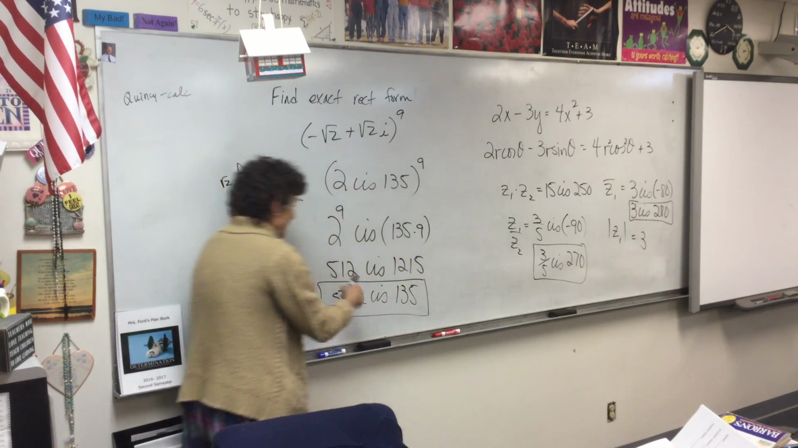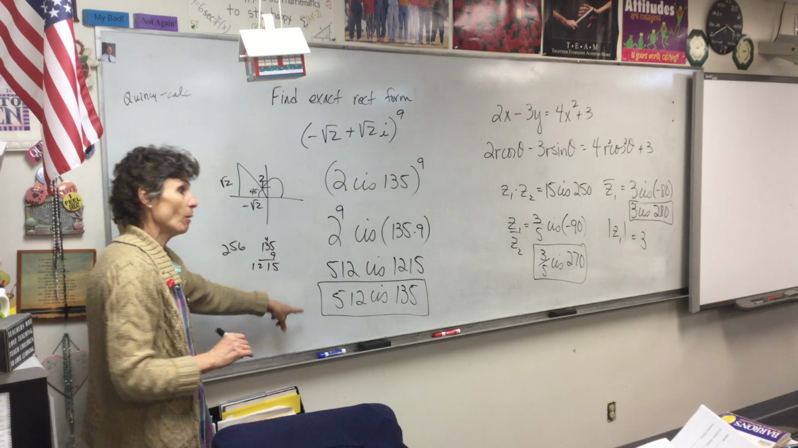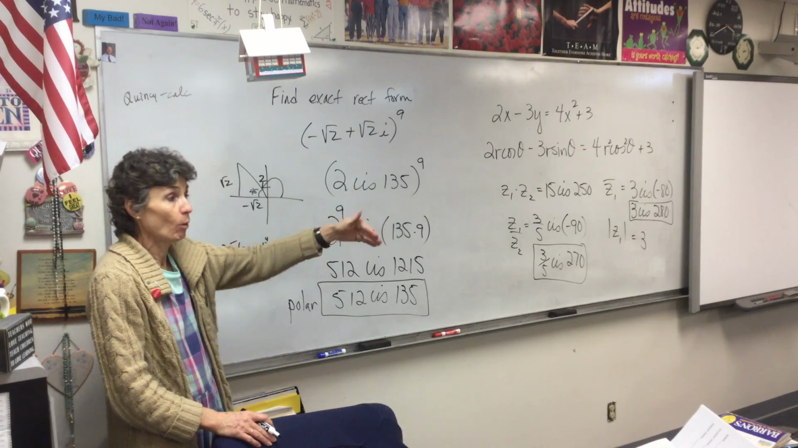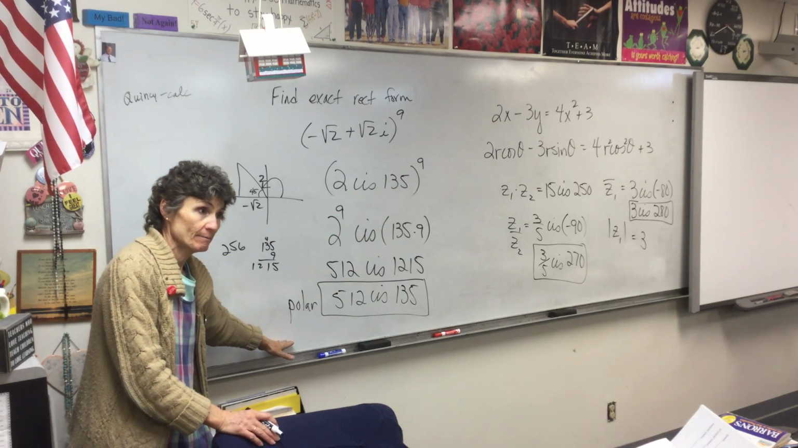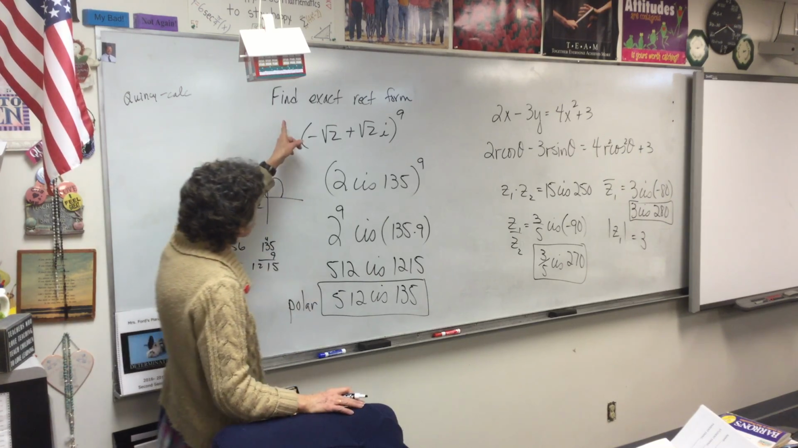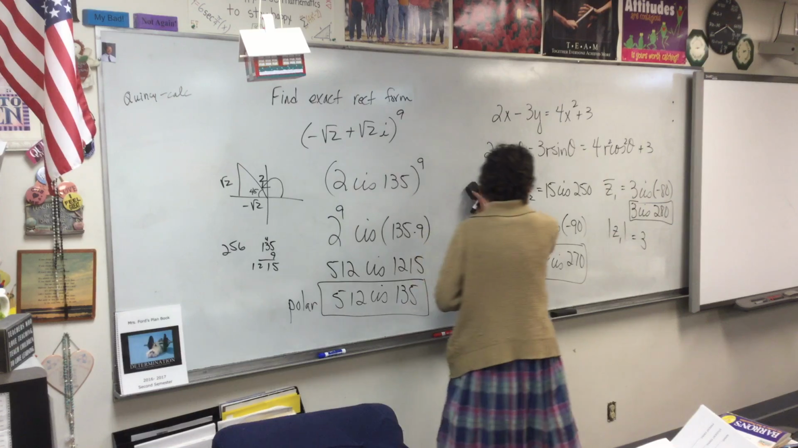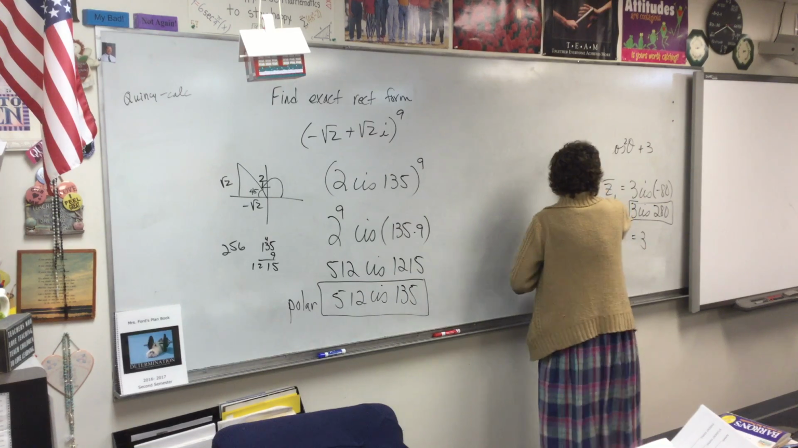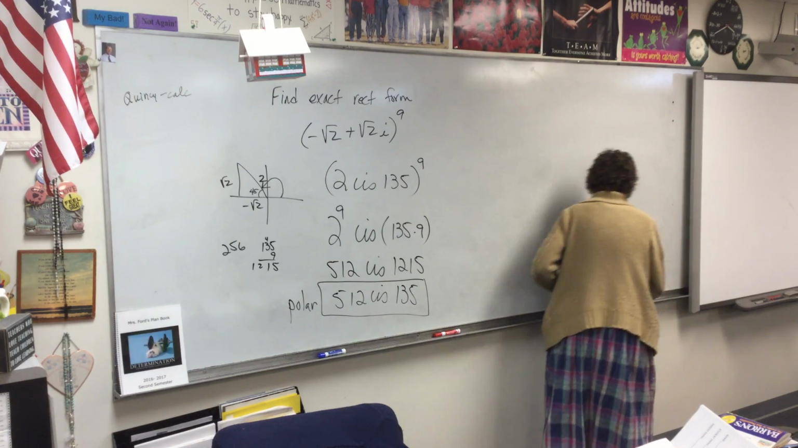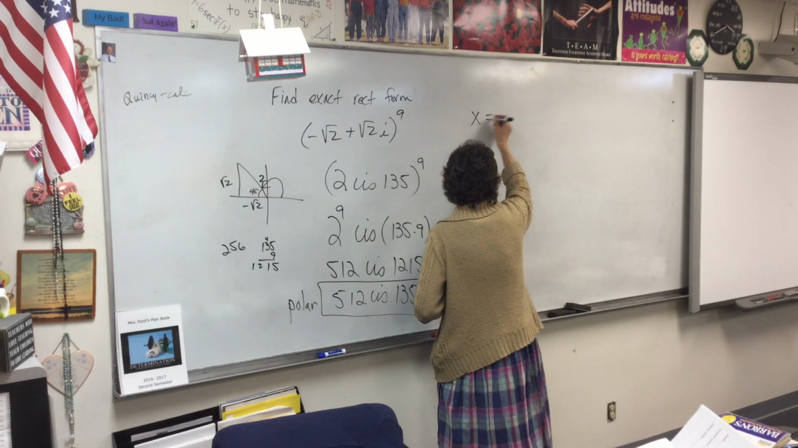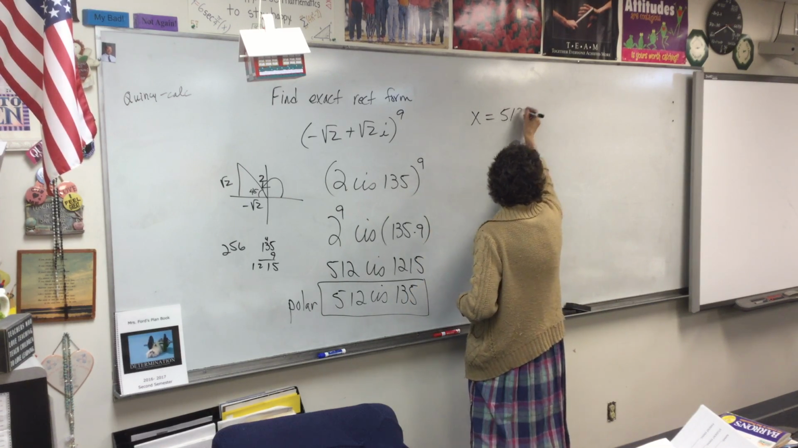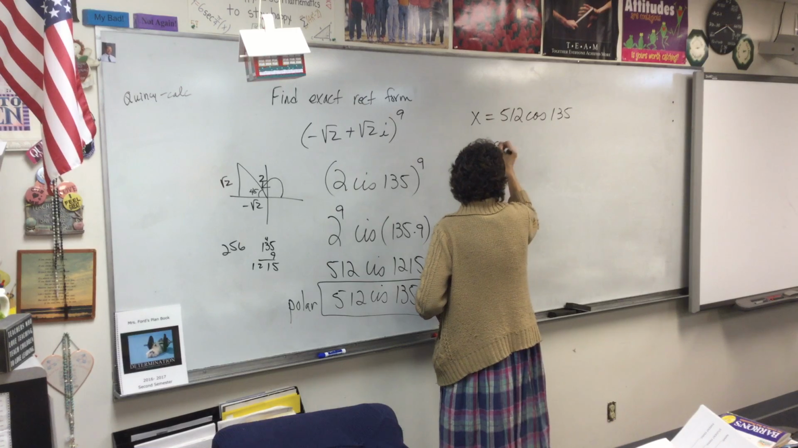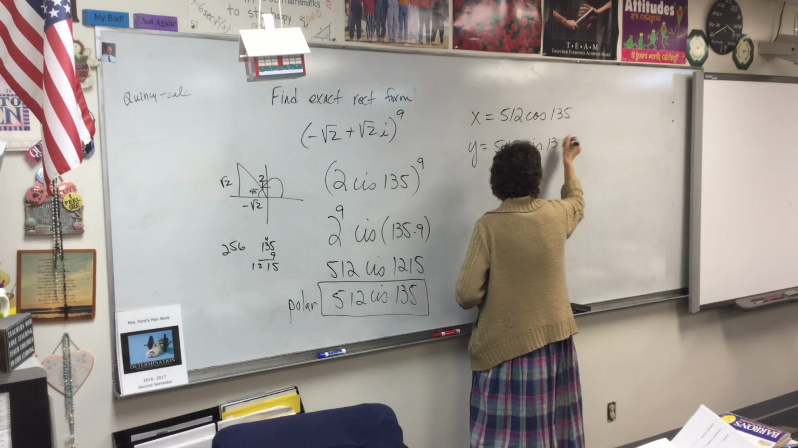Now, what's that? That's my polar form, right? Yeah. If you needed the polar form, if it said answer in polar form, you would be done. That's it. But it didn't. It said answer in exact rectangular form, which means you need to find X and Y, right? Yeah. And exact means not on your calculator. So X equals 512 cosine 135, and Y equals 512 sine 135.